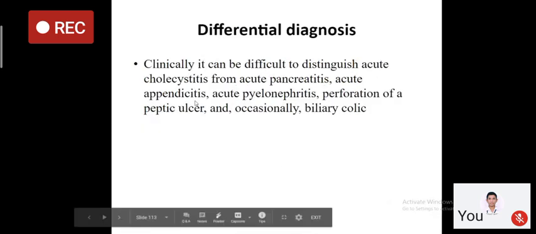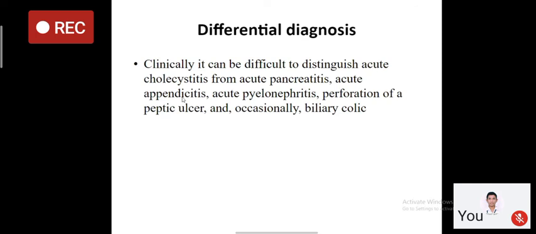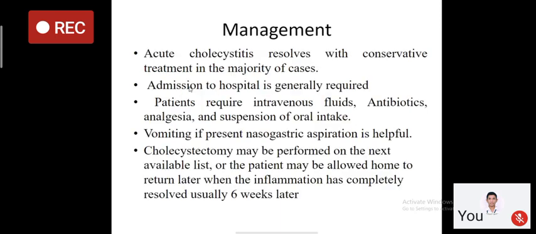So what are the differential diagnoses of acute cholecystitis? The differential diagnoses include acute pancreatitis, acute appendicitis, acute pyelonephritis, perforation of peptic ulcer, and sometimes biliary colic. So these are the differential diagnoses of acute cholecystitis.